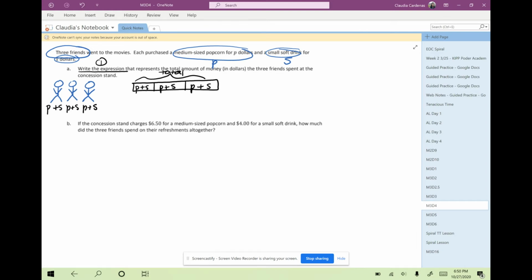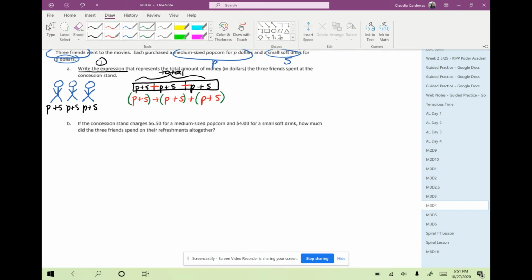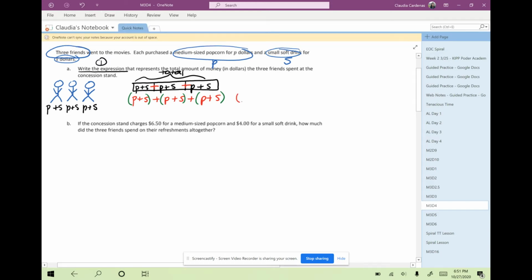So I can write this a few ways. I know that in order to find the total, I would have to add all three friends' totals together to get the absolute total of each of them. So I can write this as P plus S plus P plus S plus P plus S. I could be more formal and write it with parentheses around each friend.